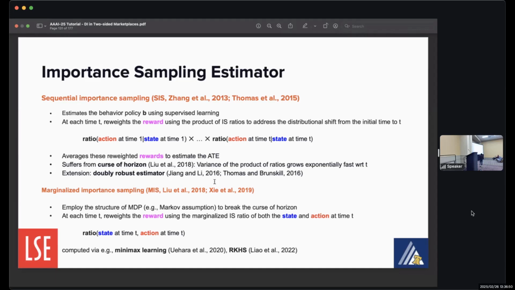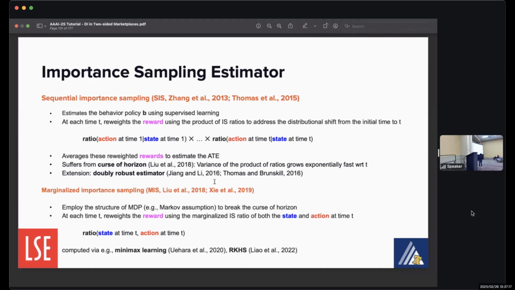This is because under this setting, the past actions can also affect the future outcomes. Because of that, you need to use the product of those ratios to adjust for all the distributional shift from those past actions, that is, for all those delayed treatment effects.